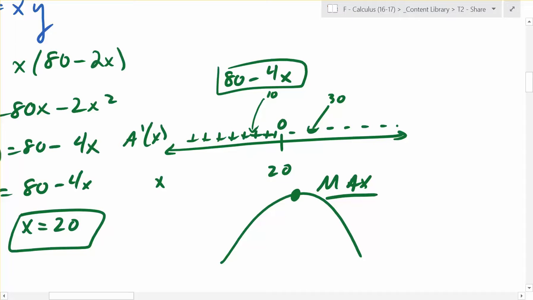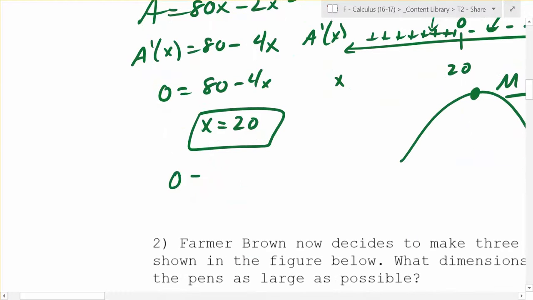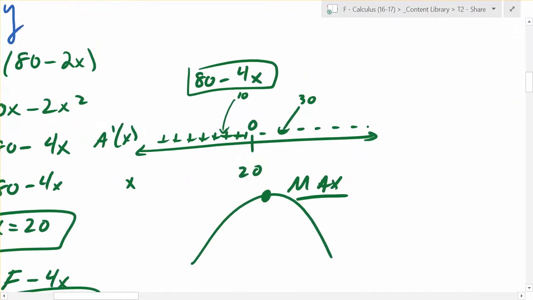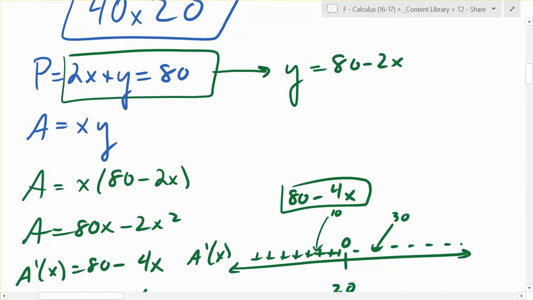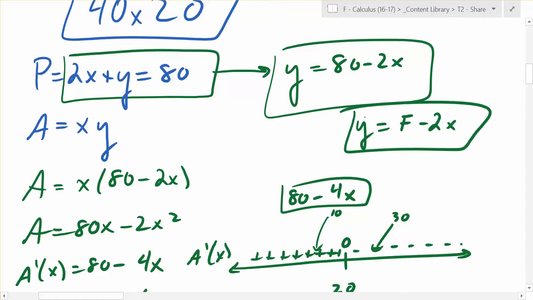Now, if you do it with F, you do the exact same work, and instead of 80, what do you get there? You get F. F replaces 80. So 0 equals F feet of fencing minus 4x. So what's x going to be? F over 4. Right. And then you know y. What was it? Y is equal to 80, so what's y equal to? F minus 2x. And does that work? It does work. I was just generalizing it for you.